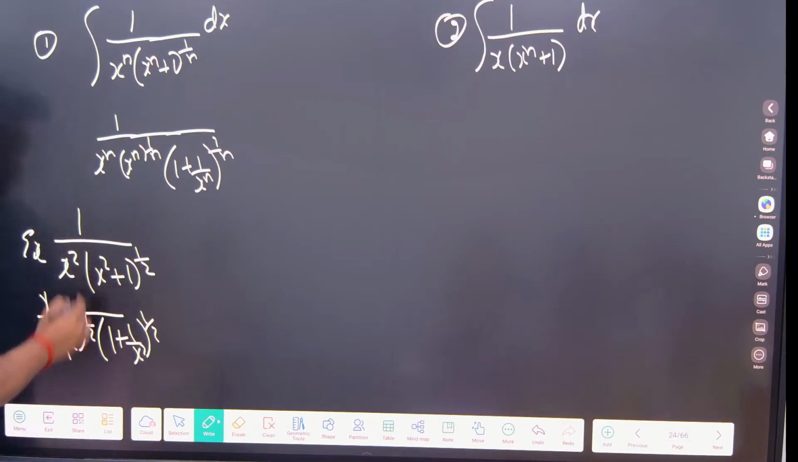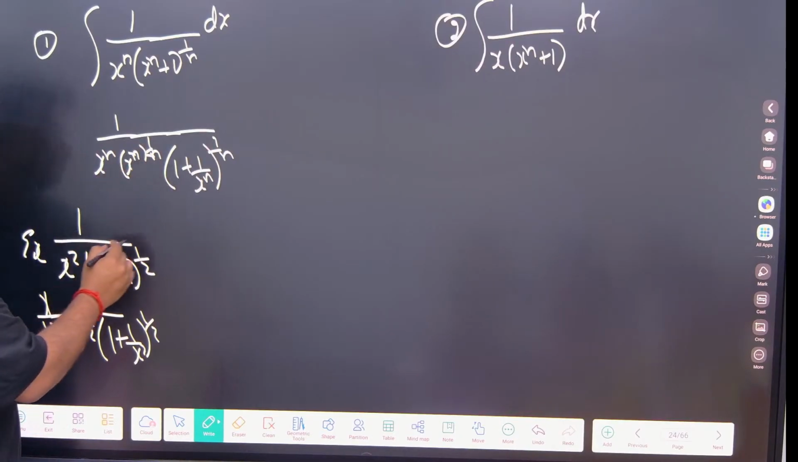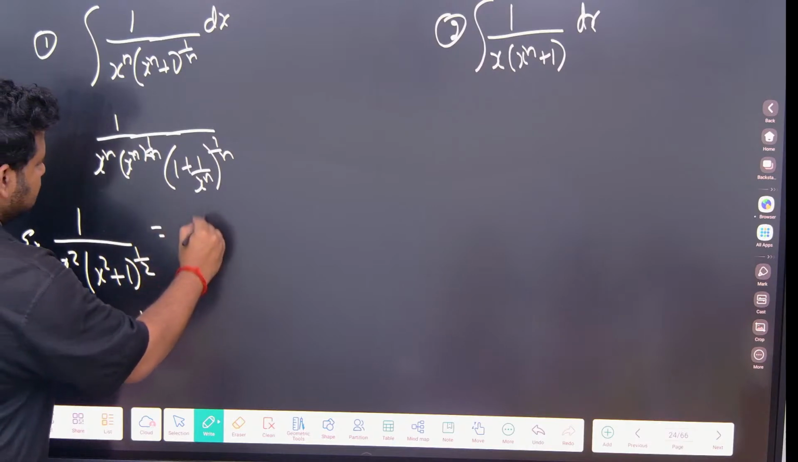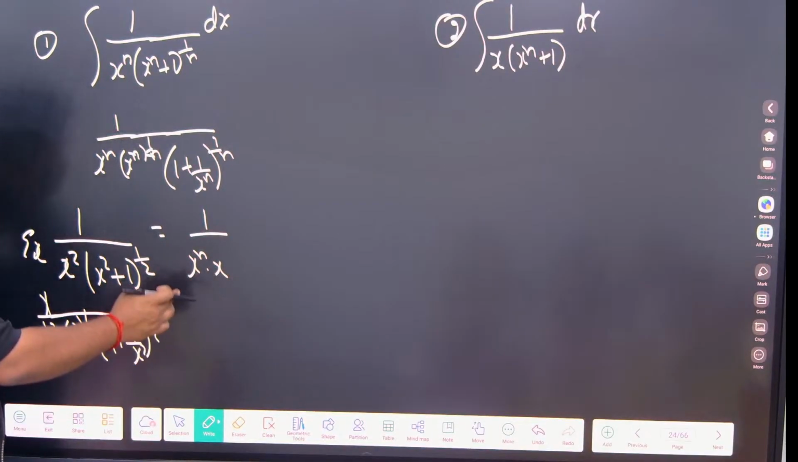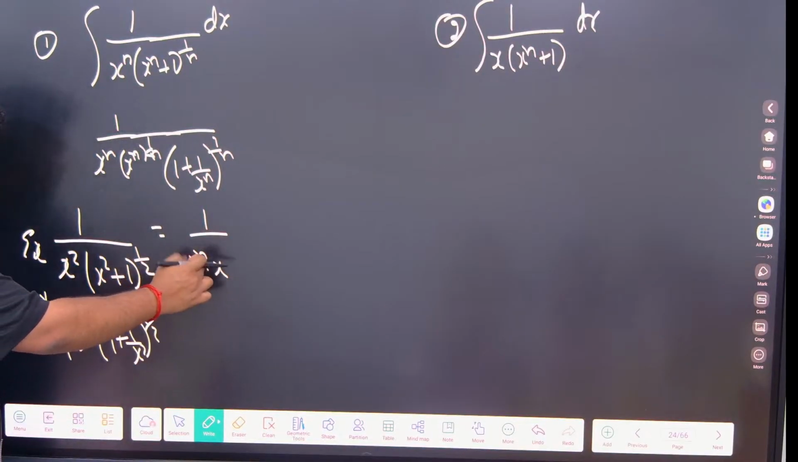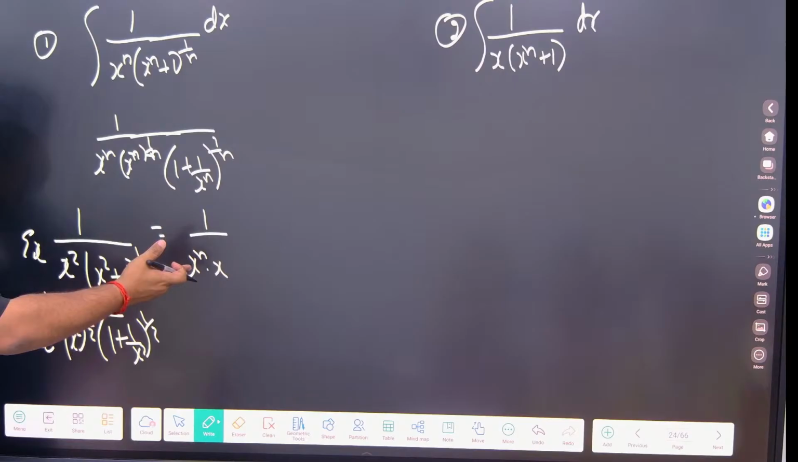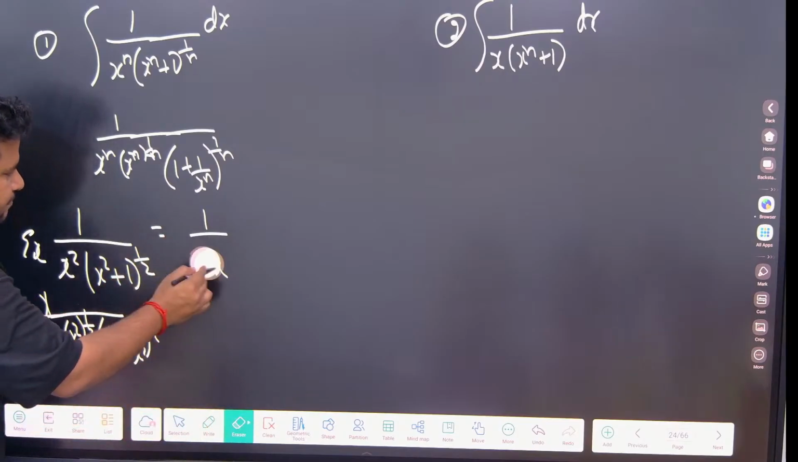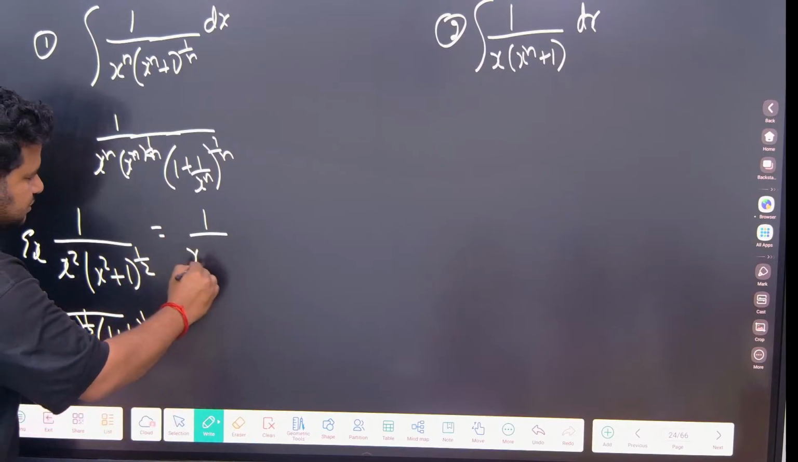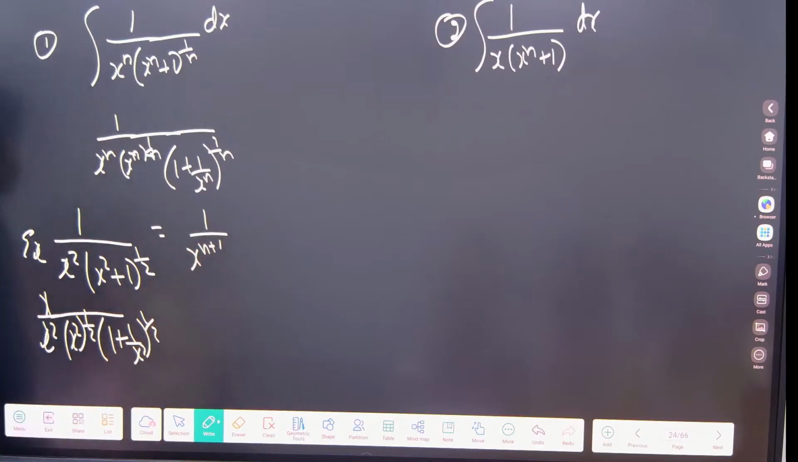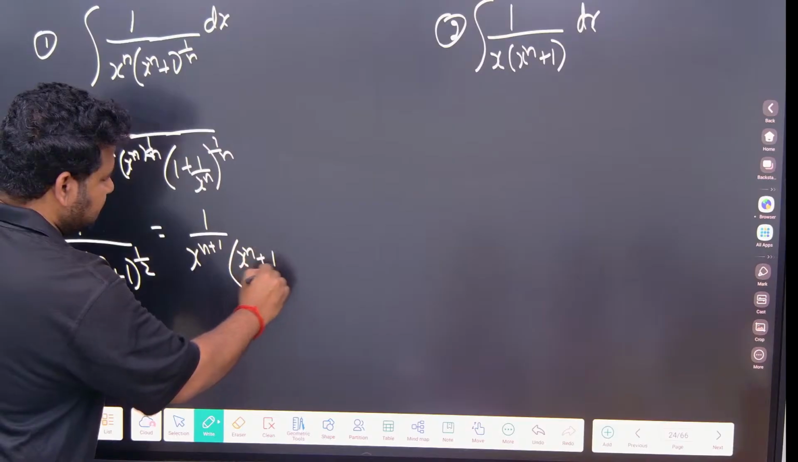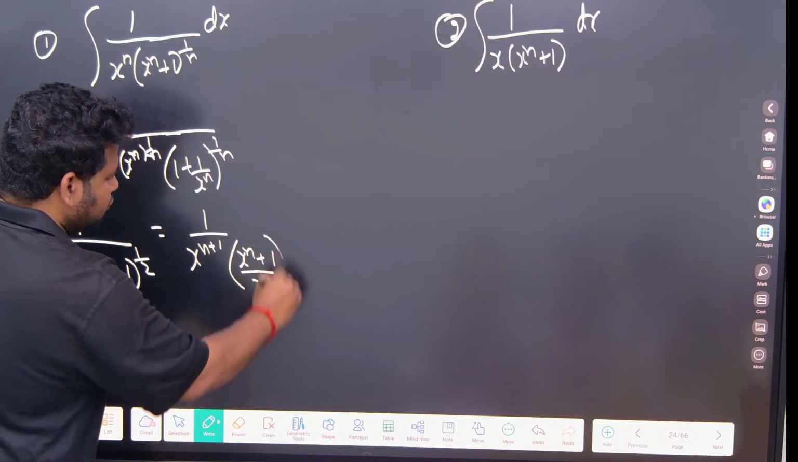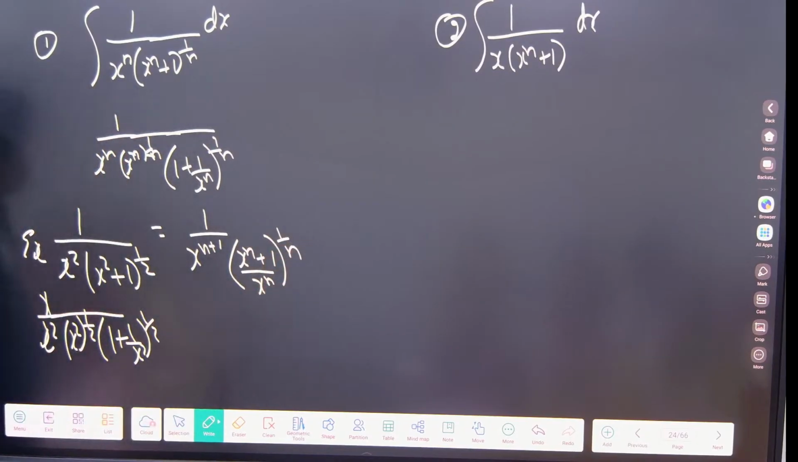Now what will happen here? Definitely this and this will cancel. Now what are we having? So 1 by x power n into x. Into x is what? 1 by x power n into x power 1, x power n plus 1. This will become 1 by x power n plus 1. This should be correct. Now what can I do here? x power n plus 1 by x power n, to the power of 1 by n.